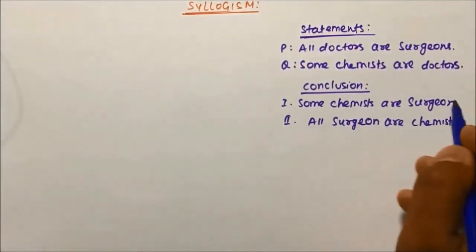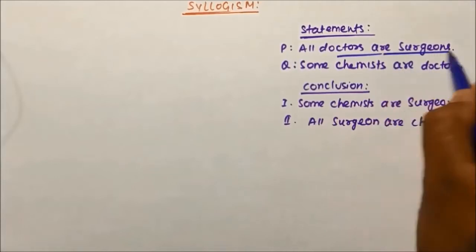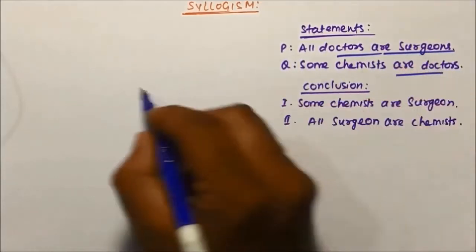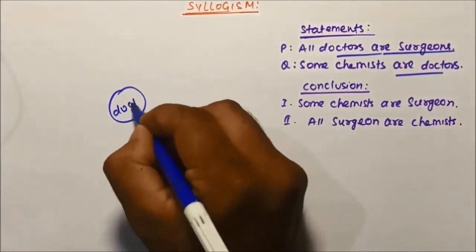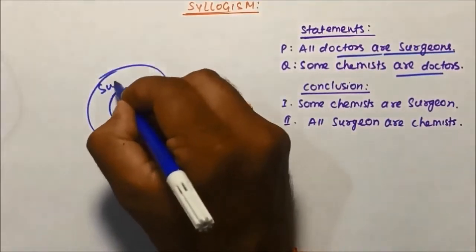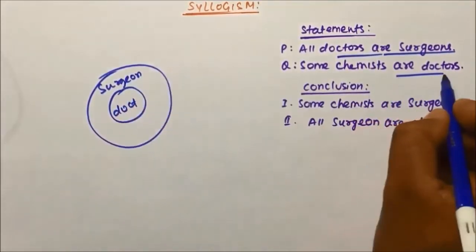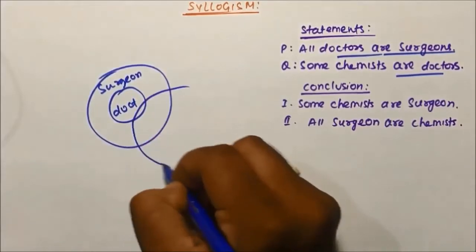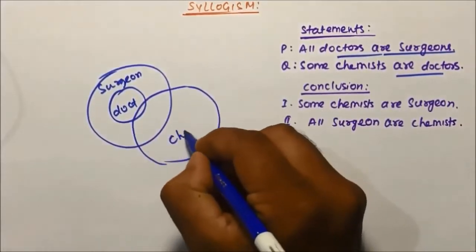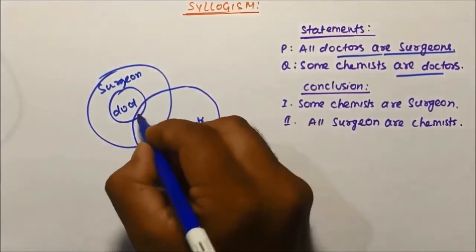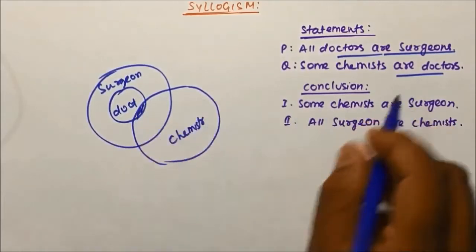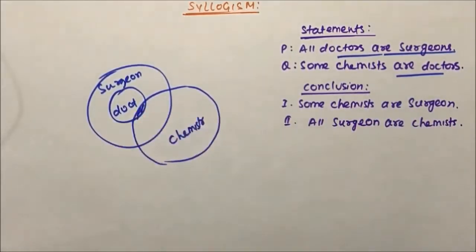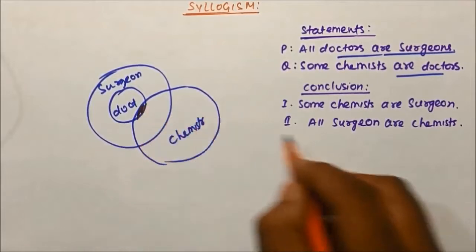Question number 3, let's draw the diagram for the statements. All doctors are surgeons. So all doctors are what? Surgeons. And then you see, some chemists are doctors. So some part of chemist will be doctor and some part of doctor will be chemist. So this is what has been told in the statement.